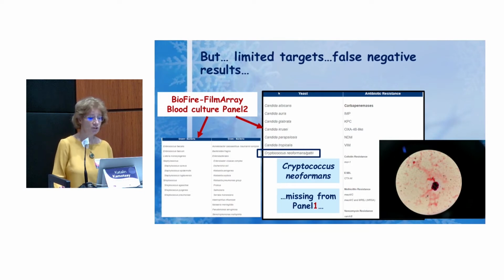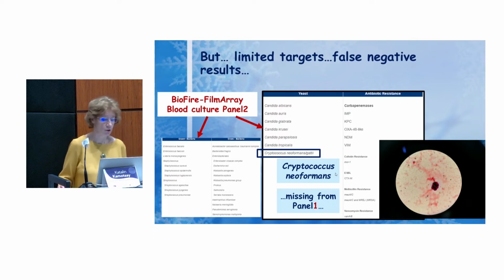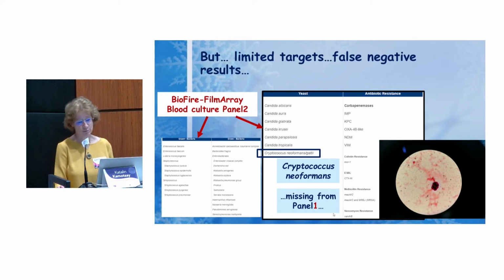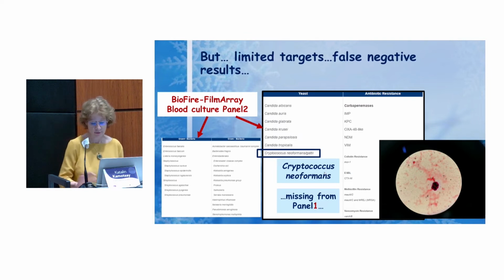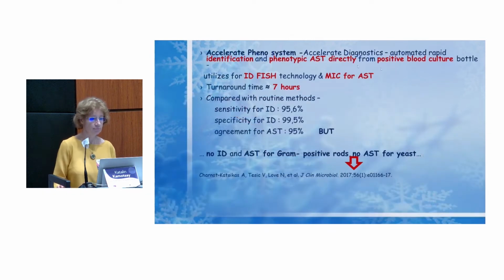For example, just an example from my lab. We changed a few months ago from panel 1 to panel 2 with this BioFire FilmArray blood culture method. In the case of the first patient, we couldn't get the result of Cryptococcus neoformans, though it was in his blood. In the second patient, we could make it sure on the very first day after the gram-stained smear.